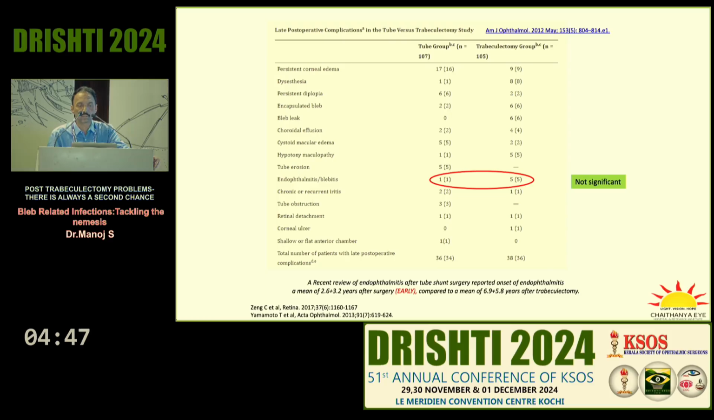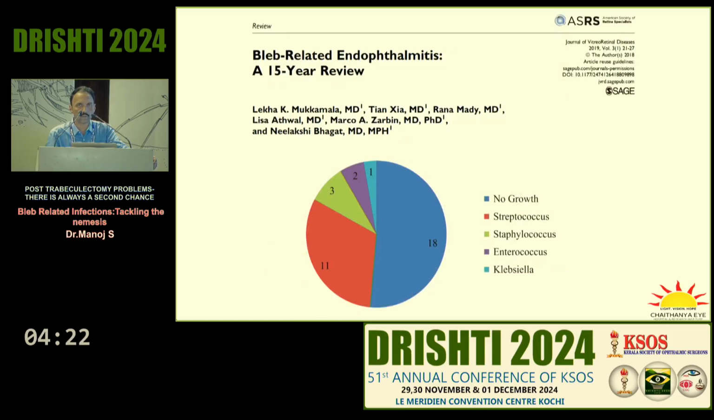Tube versus trab data, I think Dr. Kiran showed partly this data. There's no major difference between the tube and the trab data. However, there's a recent review which commented that following tube shunt surgery, the reported onset of endophthalmitis appeared a little earlier when compared to those following trabeculectomy. Now, if you look at the spectrum of organisms, this is from the West. This data.